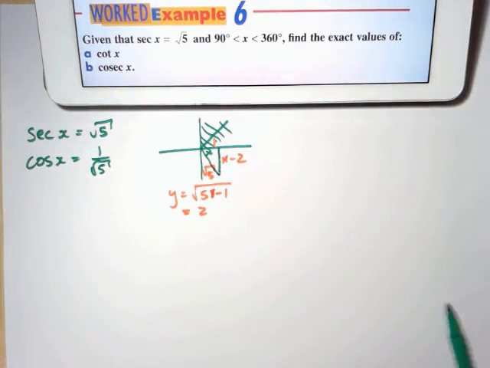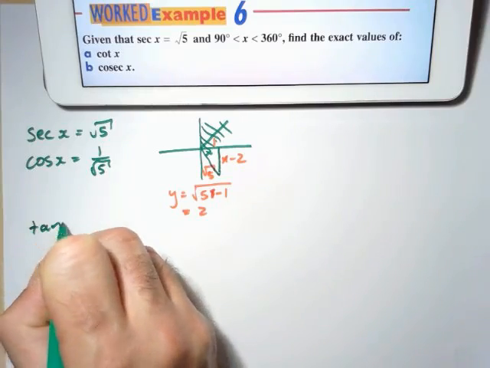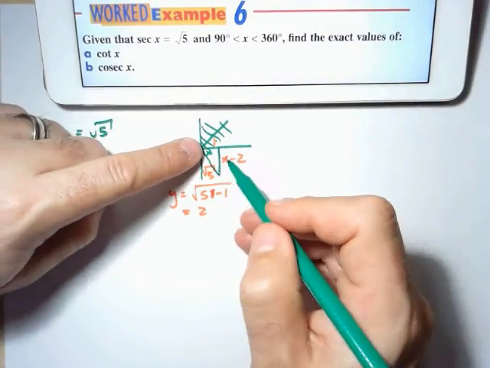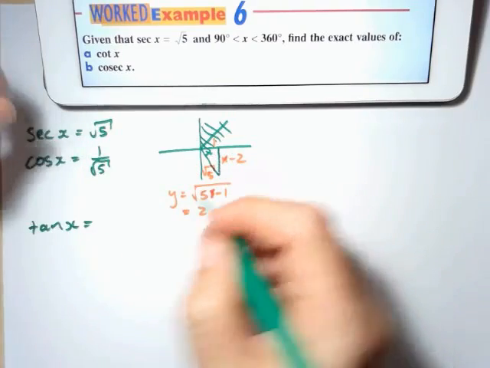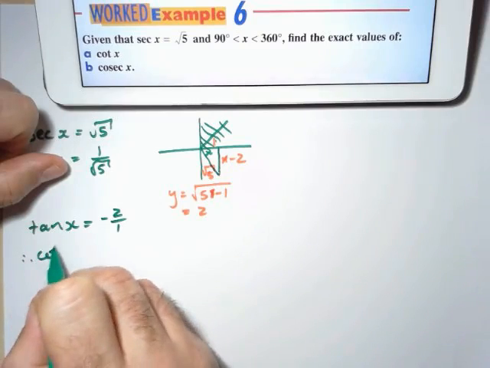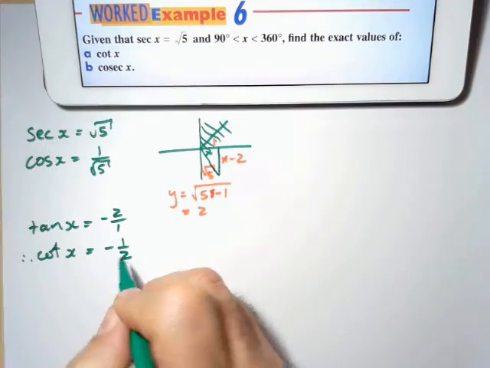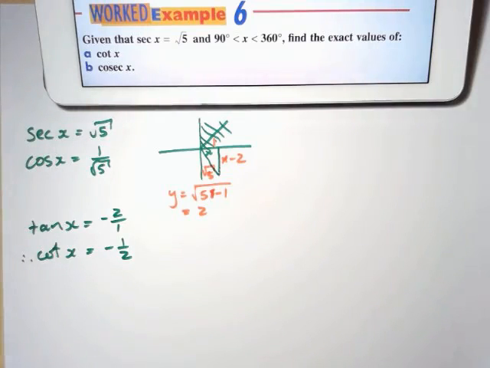If I have that negative 2, I can now calculate what cot x is. tan x is opposite over adjacent, minus 2 over 1. Therefore, the cot of x equals the inverse, minus 1 over 2. And that is my answer.